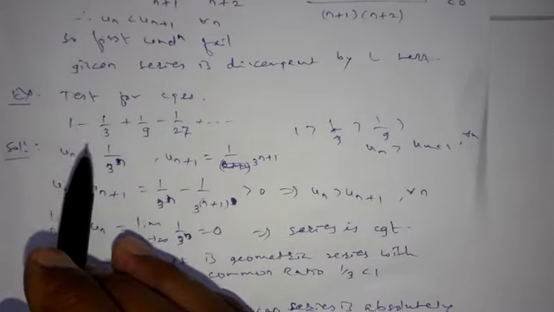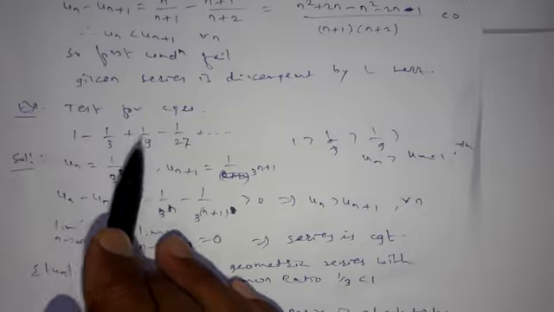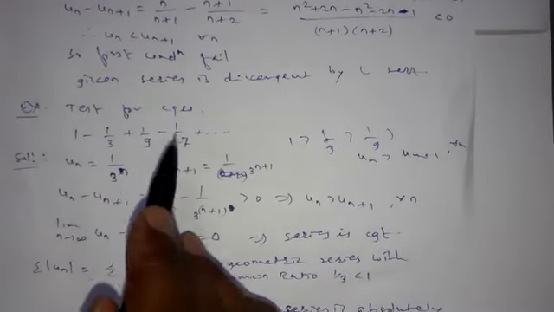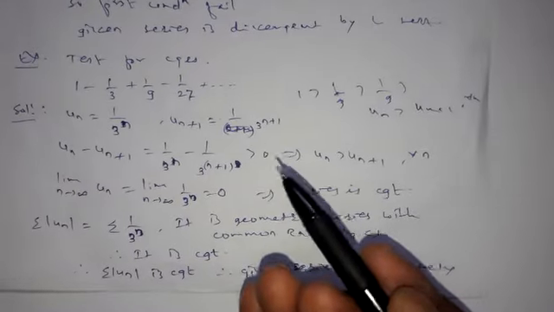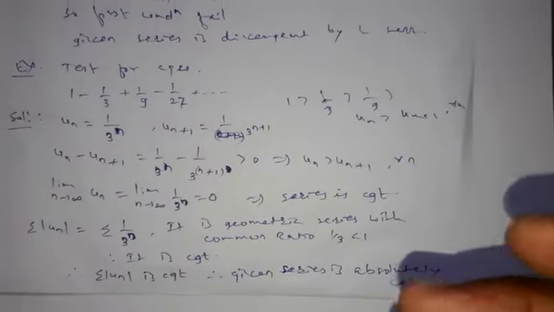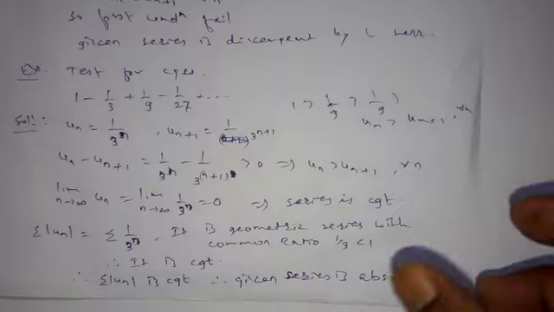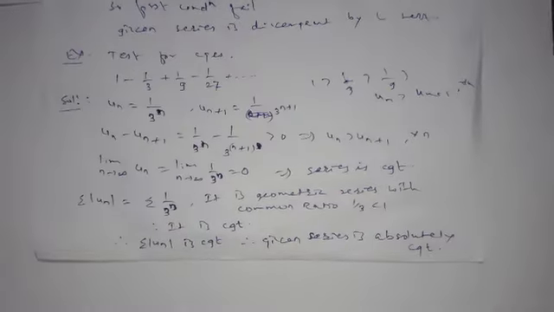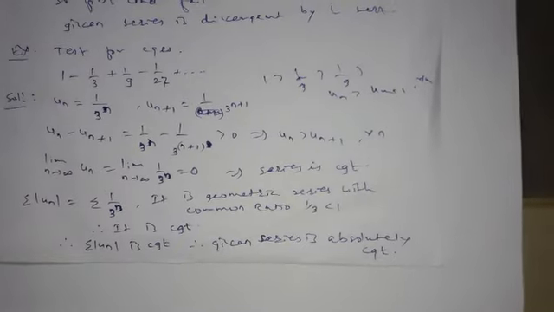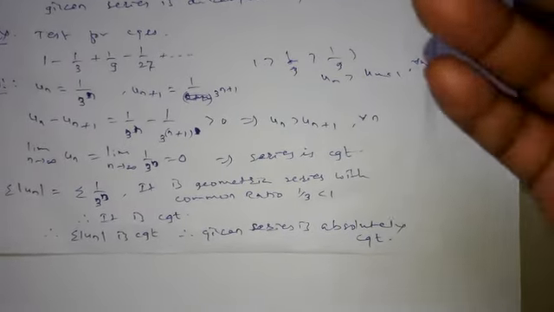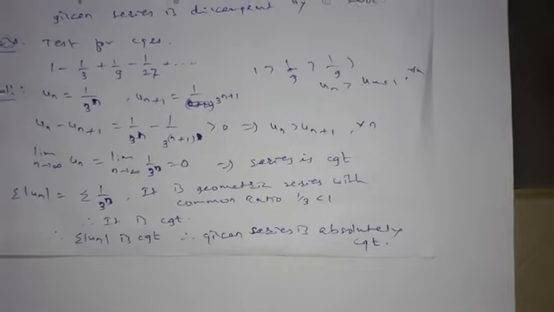And if I take modulus, if I make all terms positive, it becomes a geometric series with common ratio 1 by 3, which is less than 1. So this series is convergent. So the given series is absolutely convergent. So this is the concept for alternating series, absolute and conditional convergence. If series mod un is divergent, we can say that it is conditionally convergent.